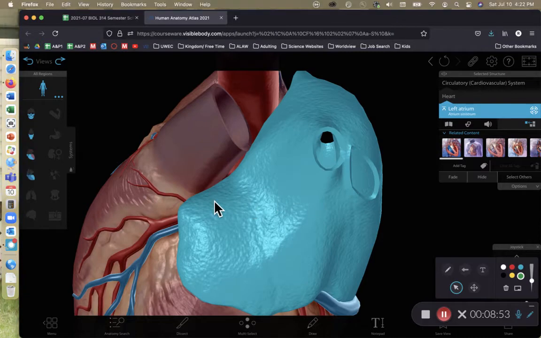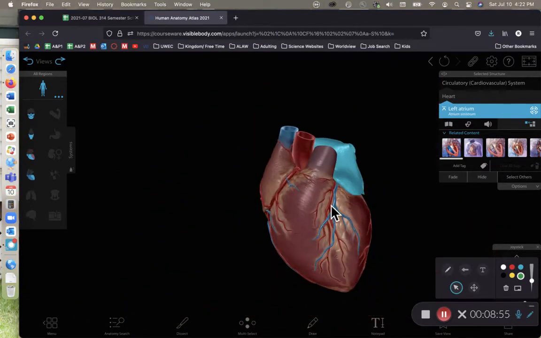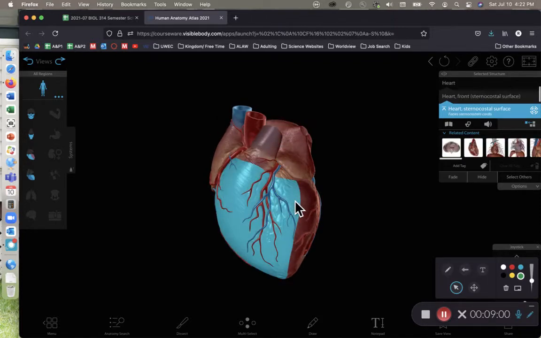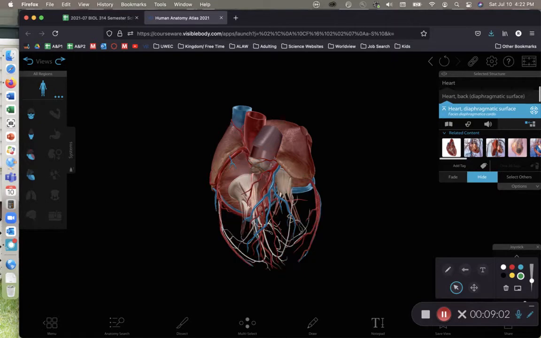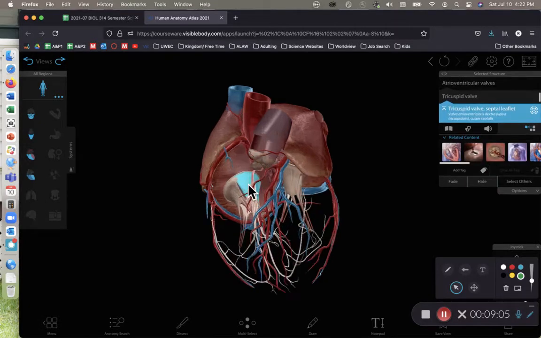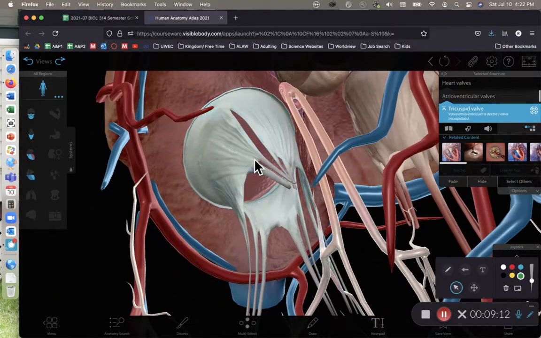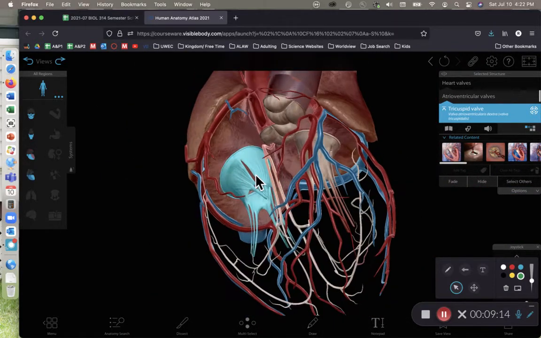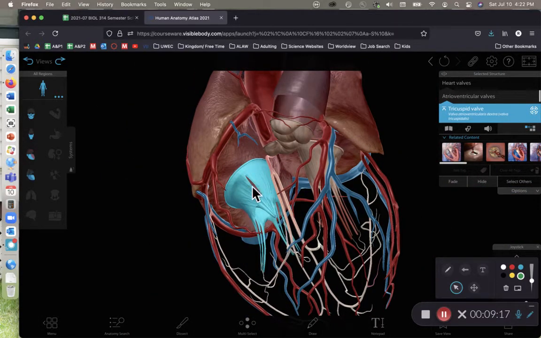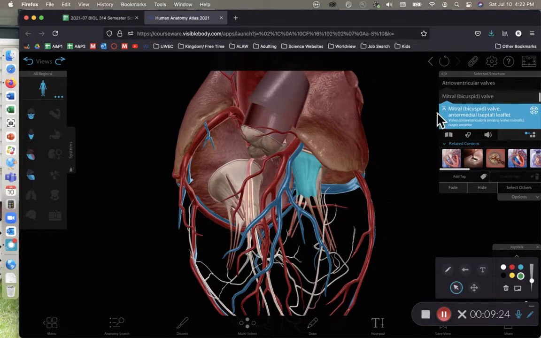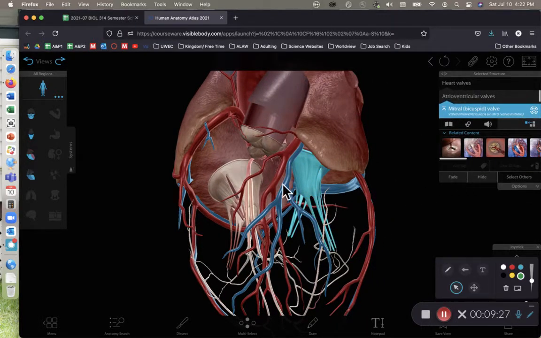So let's go back to Visible Body. Here we have our heart kind of floating in the black void. And I can go ahead and click right here and just remove some of the muscular layers to expose our valves. So here we have a valve that has a parachute-like appearance. This valve that's on the right side is the right atrioventricular valve, and then over here on the left side is our left atrioventricular valve.